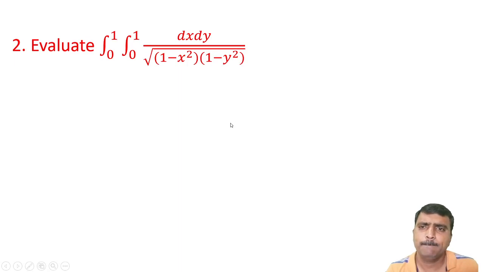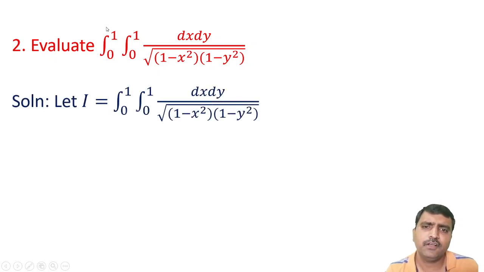48 by 2 is 24. Next. So 24 is the double integral of that one. Evaluate integration from 0 to 1, 0 to 1 dx dy. So that means first integration with respect to x, then with respect to y. If the limits are constants and we can split completely the x and y terms, then the product consists purely of a function of x and purely of a function of y.